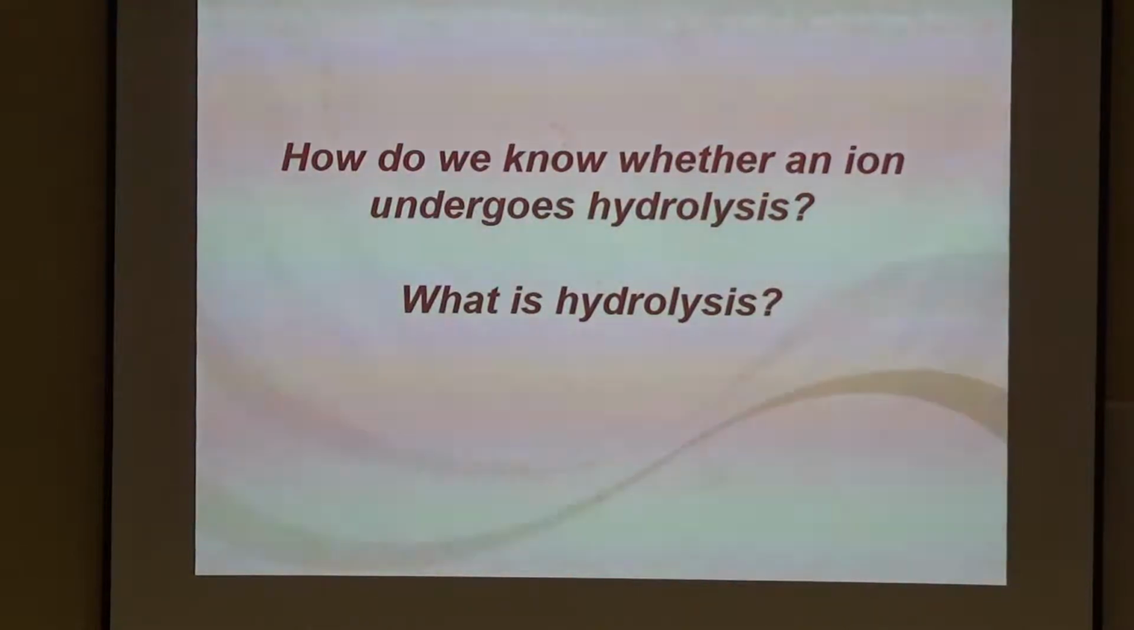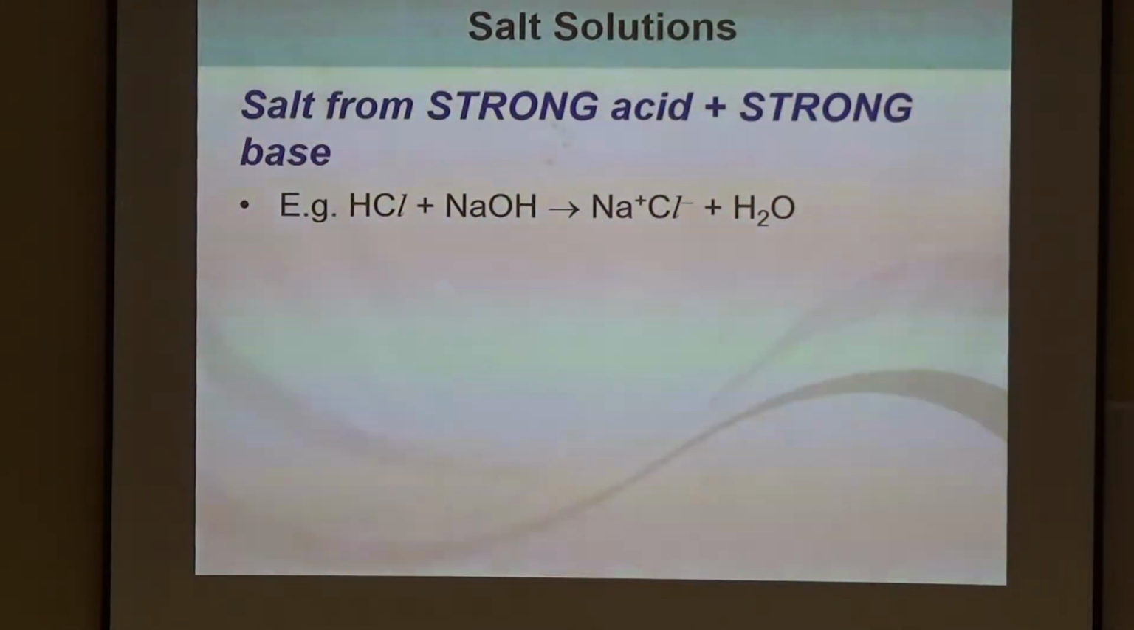So how do we know whether an ion undergoes hydrolysis? What is hydrolysis? The easiest case is a salt that forms from a strong acid and strong base. For example, HCl reacting with NaOH gives sodium chloride, Na+, Cl-, plus water. All of you know this reaction, or you should know. Do all of you know that NaCl is your table salt that you add when you're eating cookies? Yes?